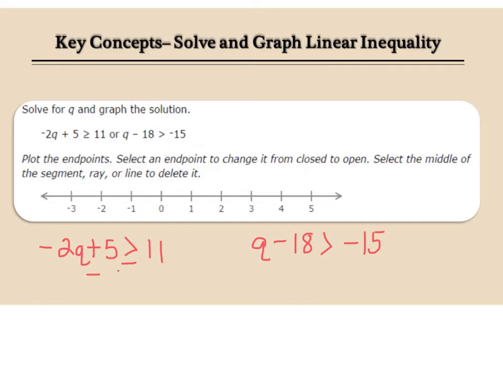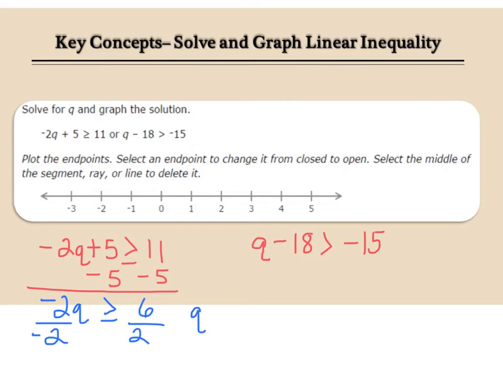So I'm going to subtract 5 on this one. I end up with negative 2q is greater than or equal to 11 minus 5, which is 6. And here we go. I'm going to divide by negative 2. So when I divide that, I get q, and I flip the symbol of inequality, is less than or equal to negative 3. So there's one answer.